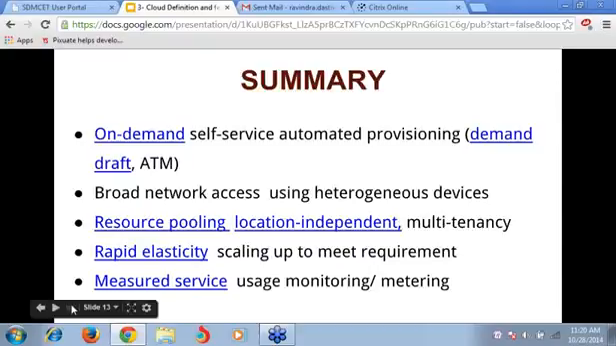The final feature is measured service, where you get a resource which can not only be given to you, but it is measured. For example, 15 GB of this, or 2 computers, or 2 virtual machines, and so on and so forth. And they are controlled. Control means that usage is actually monitored.